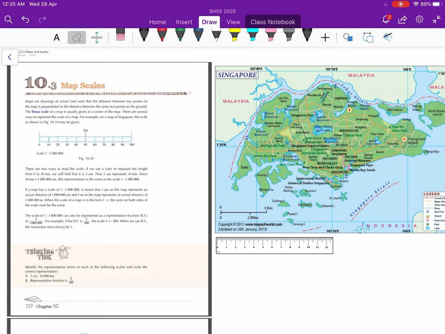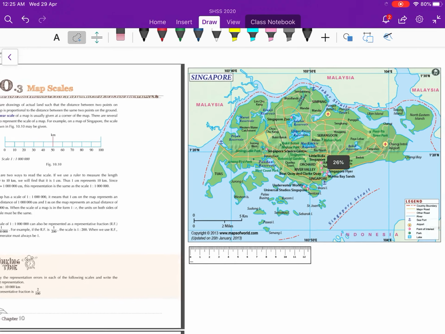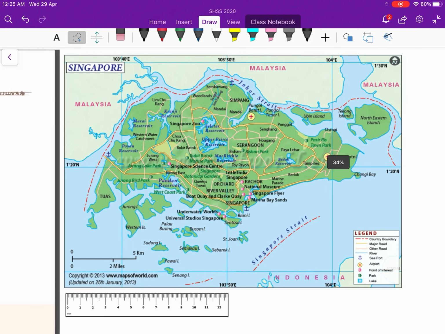Today I'm going to go through maps and scales. That is on your textbook page 217, chapter 10.3. Okay, so you need to go to your textbook page 217. Okay, before we dive right into this chapter, let me show you an outdated map of Singapore, which is in 2013.